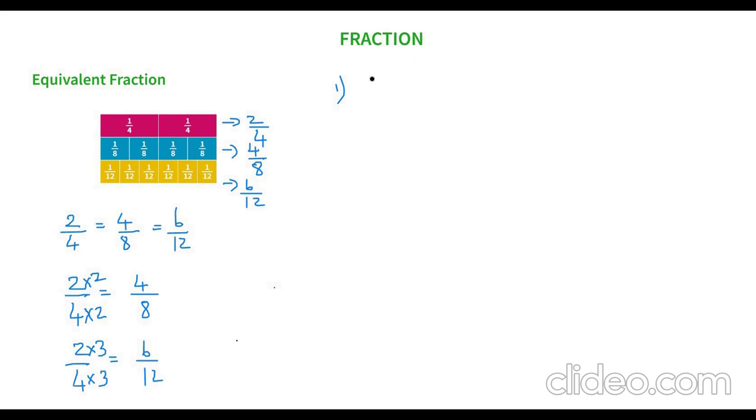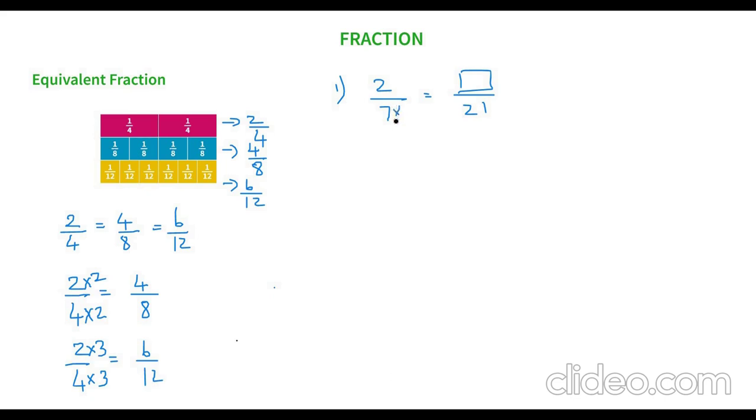So now let's find an equivalent fraction of 2 by 7. Here, for example, this is given as 21. Find the numerator. If this is the question given to us, 2 by 7 equals blank by 21. So now you can see how 7 has become 21. 7 parts have become 21 parts. So a smaller number has become a bigger number.